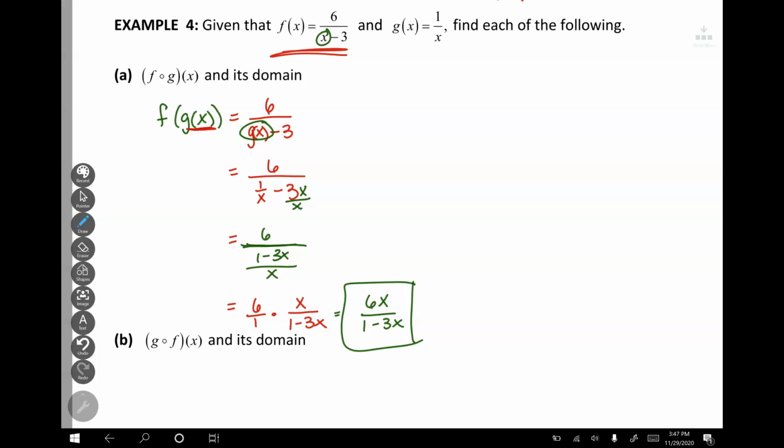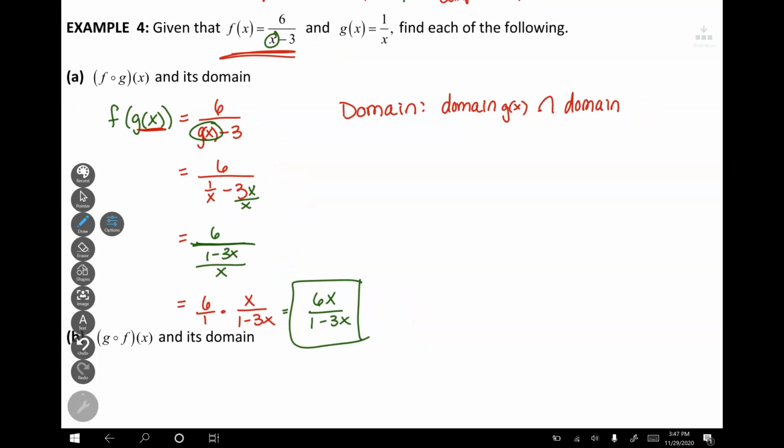But now we need to get the domain. Okay, so like I said, you want to get the domain of the input function. So that's the domain of g of x. So your domain is going to be the domain of g of x intersected with, that's what that symbol means there, intersected with the domain of the composite function, which is f of g of x.